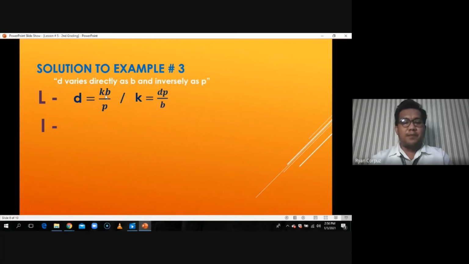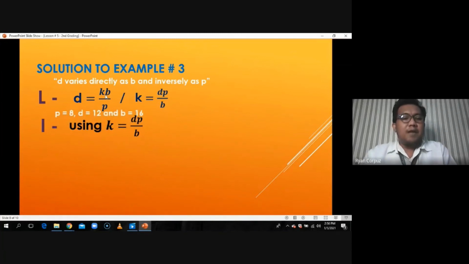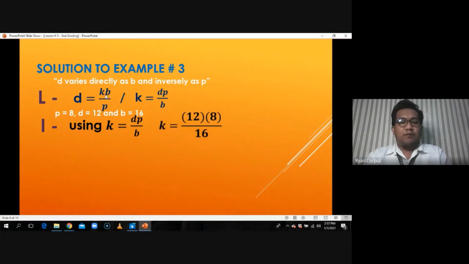Then, applying the second step and using the second form equation na K is equal to dP over B, let's find out now the constant of variation or the value of K. Ano ulit yung sabi sa problem? Sabi doon, if 8 people can build 16 boats in 12 days, so, yun yung ano natin, 8 people, 12 days, and 16 boats. So, isa-substitute lang natin yung mga given yan to this equation in finding K. So, we'll come up with K is equal to 12, the number of days, P is 8 over 16 as the value of B.